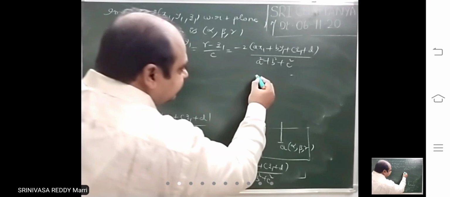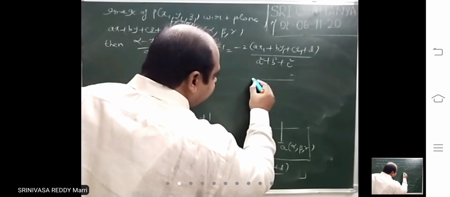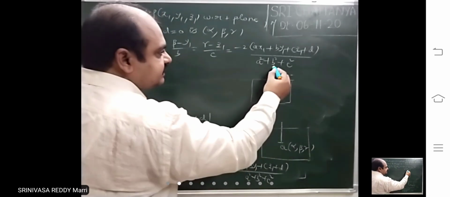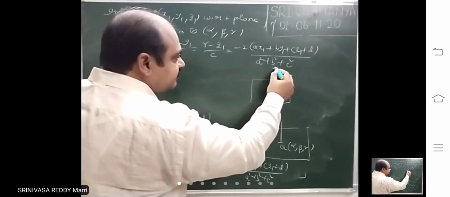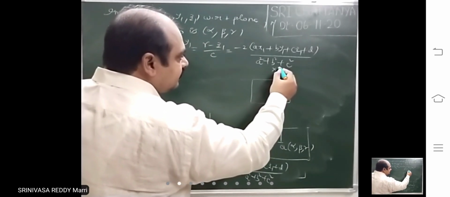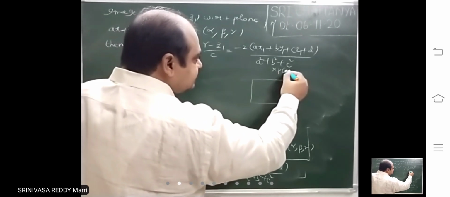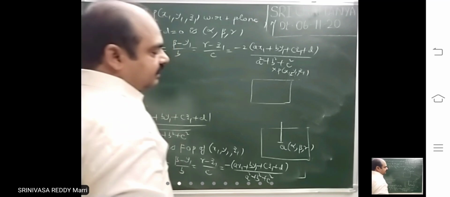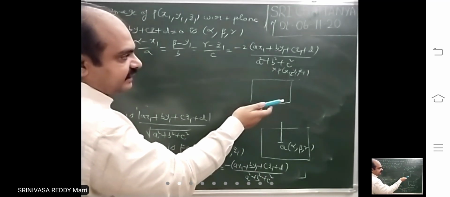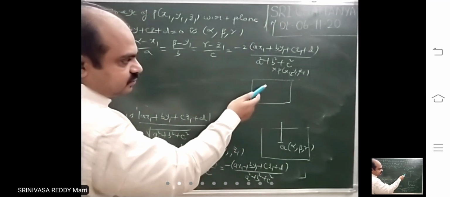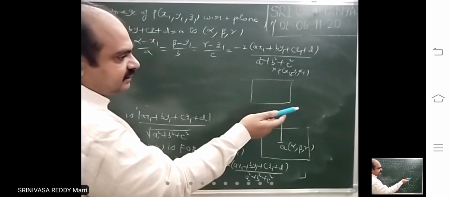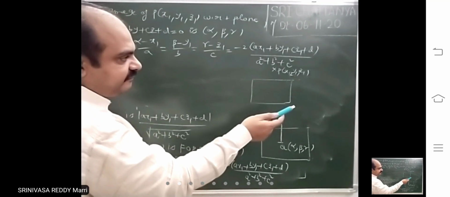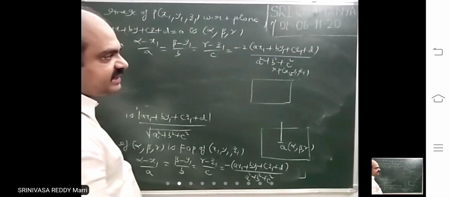What does image mean? Yesterday we discussed the image. Suppose a plane is there, and a point P(x1, y1, z1) lies on one side, towards the side of your face. This is your paper: P will be on your side, and the image will be on the opposite side.